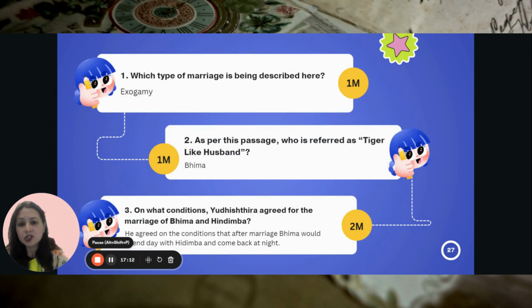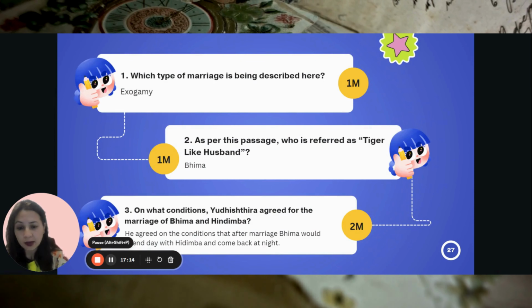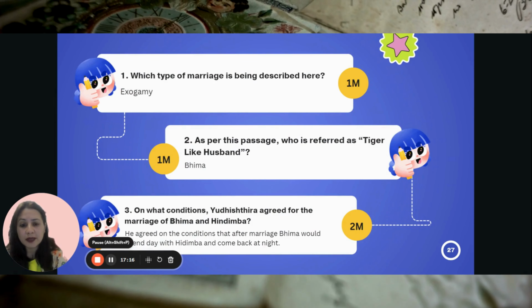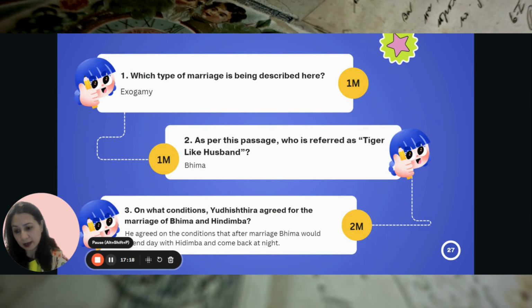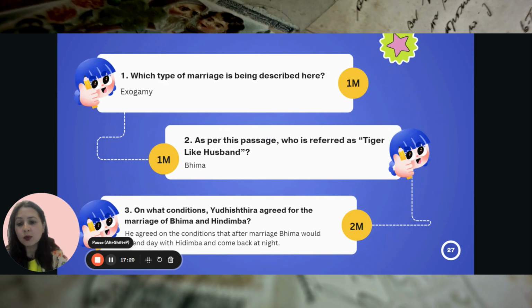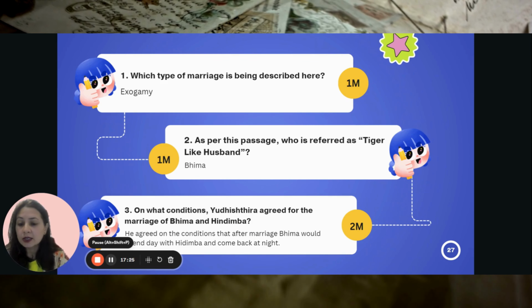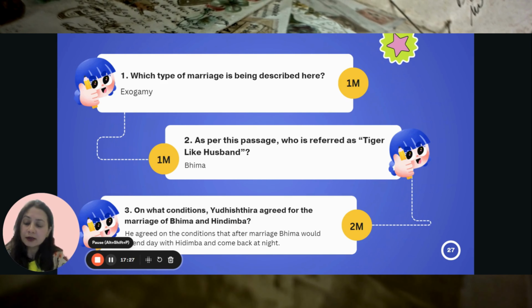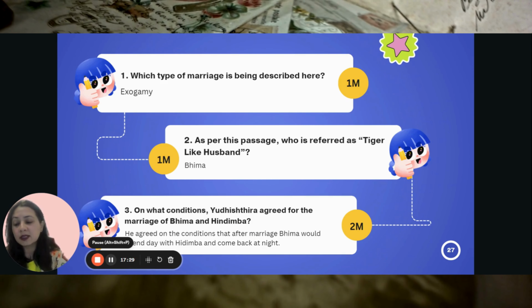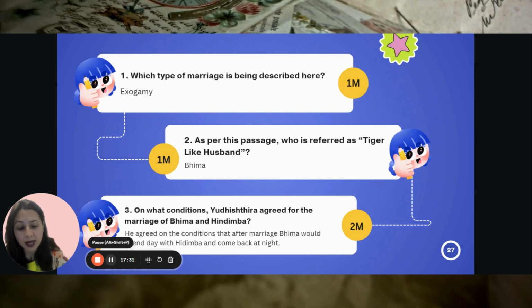Generally, the people who were not Brahmins, who did not follow Brahmanism, are considered to be Rakshasas. So, which type of marriage is being described here? Exogamy, marrying outside the unit. As per this passage, who is referred to as tiger-like husband? So, that is Bhim. On what conditions did Yudhishthir agree to the marriage of Bhim and Hidimba? Direct answer. The condition is mentioned here that Bhim would spend the day with Hidimba and he would be coming back at night.